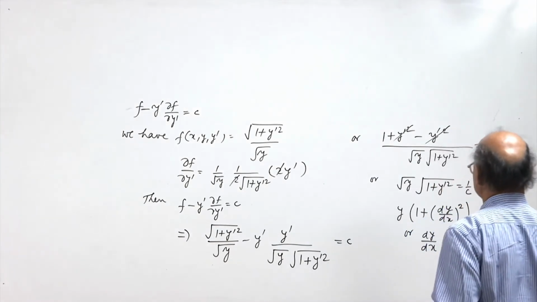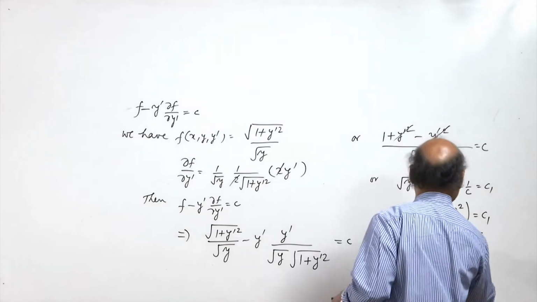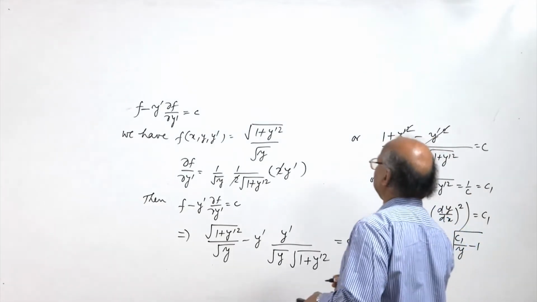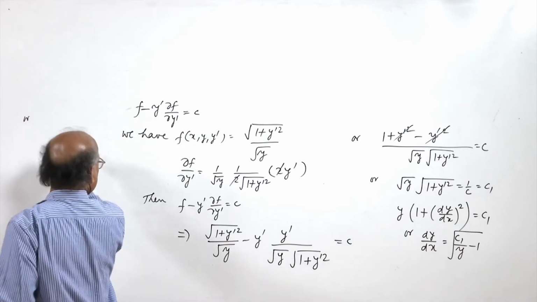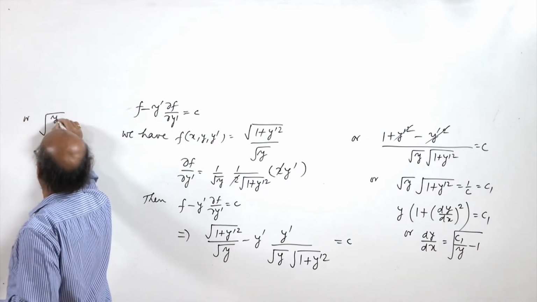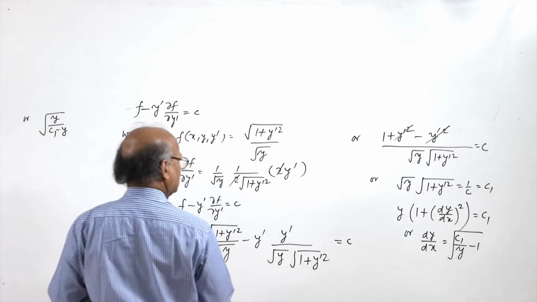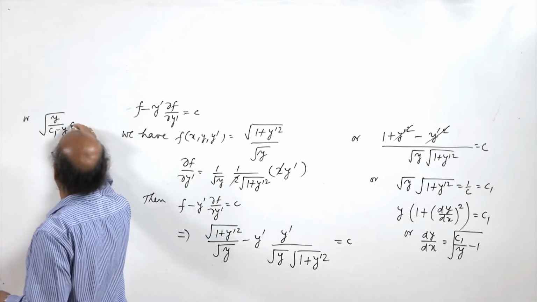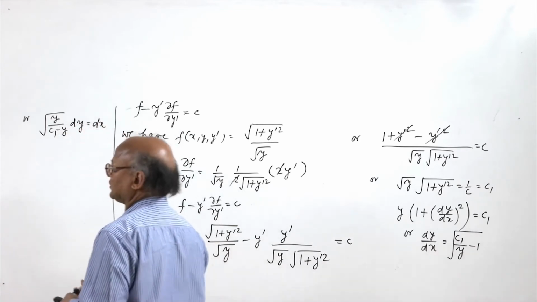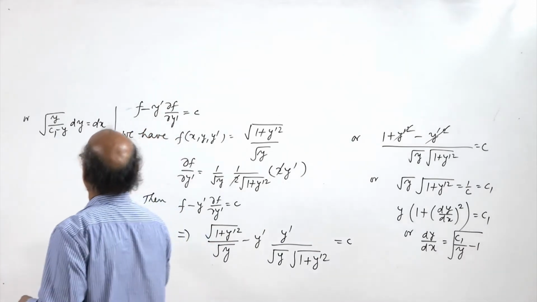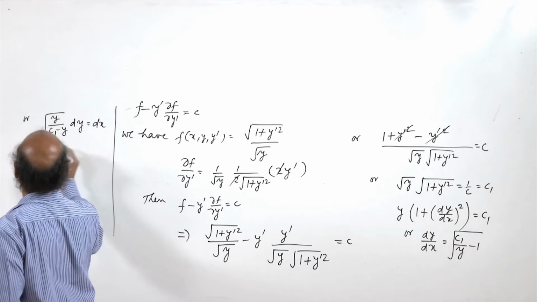Now as x increases, y also increases, so we get this. Separating the variables, we will get the square root of y over (c1 minus y) into dy is equal to dx. Let us integrate both sides.